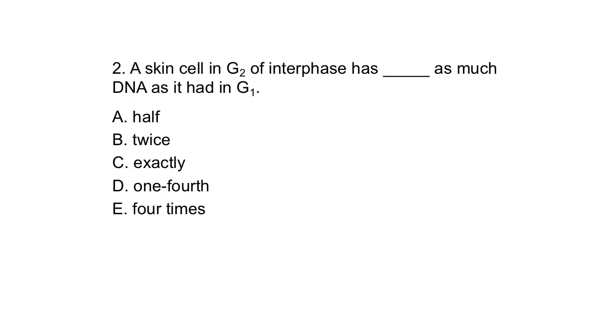Number 2, a skin cell in G2 of interphase has blank as much DNA as it had in G1. A, half; B, twice; C, exactly; D, 1/4; or E, 4 times.